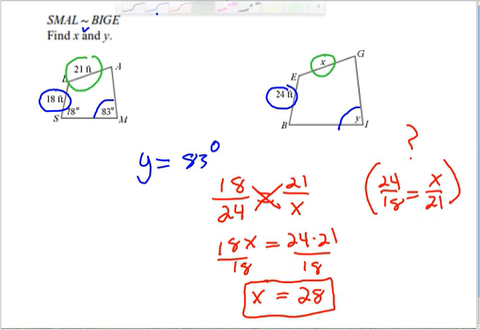Quick question, what happens if I change the order around? What if I say 24 is to 18 like x is to 21? The ratios are simply flipped. Is it okay just to flip things around like that? The answer is yes, as long as the same relationships are in the same spot. Here we have 24 relates to 18, and then x relates to 21. They're in the same order, so that works just fine.